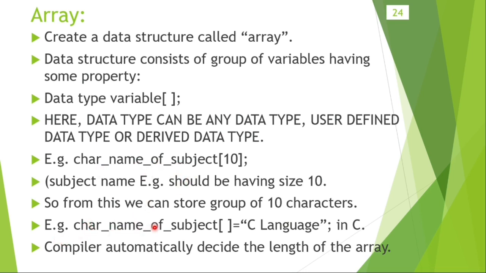For example, char subject name, in the bracket we haven't specified the range actually. This is called the range. This is called an array. Okay, suppose we have written here in inverted commas C language. So in C, the compiler automatically decides the length of the array. If you don't give this amount here, that we have given in the subject name, where my subject name length is like 10 only, 15 only, then C automatically decides the length of the array.